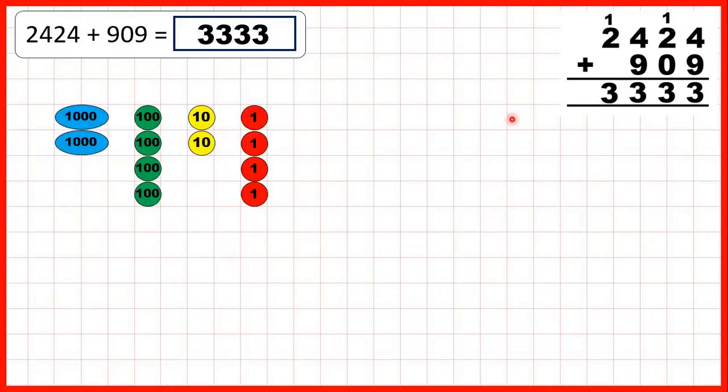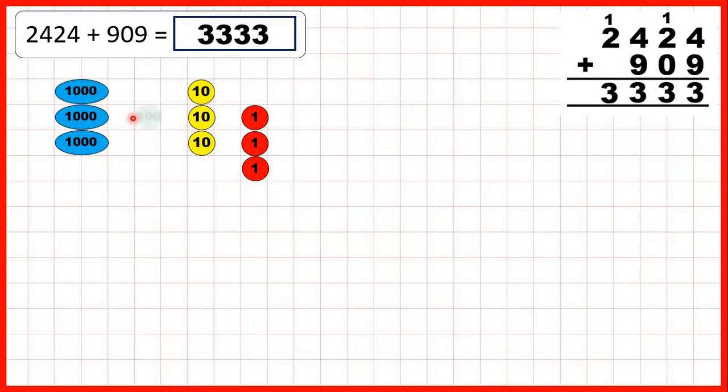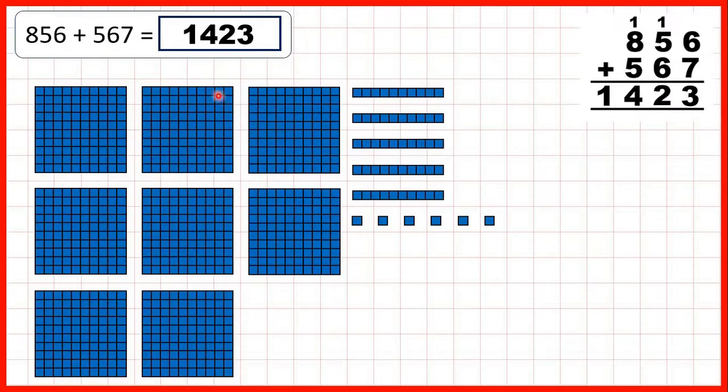Or using place value counters, remember we start by working from right to left, so we start by adding our 9 ones. 1, 2, 3, 4, 5, 6, exchange, 7, 8, 9. Then we weren't adding any tens, but we were adding 9 hundreds. We can add 1, 2, 3, 4, 5, 6, exchange, then add 7, 8, 9, and you can see that we have 3,333.